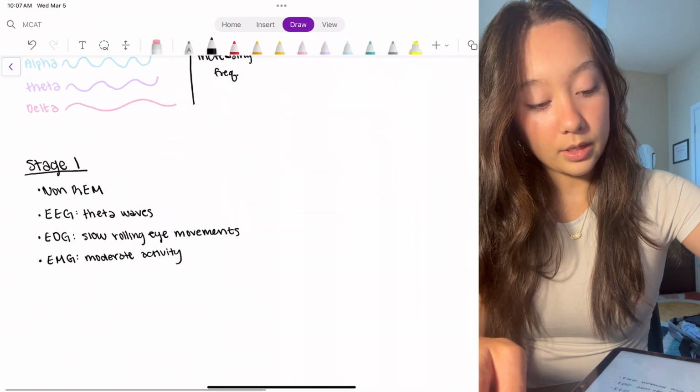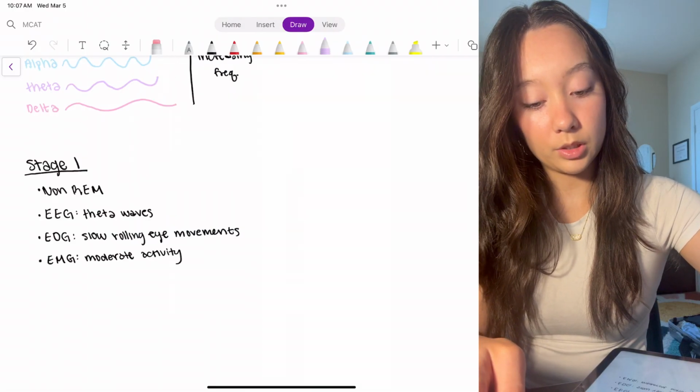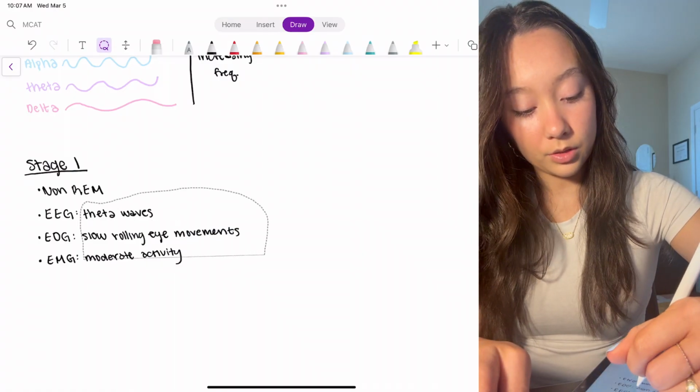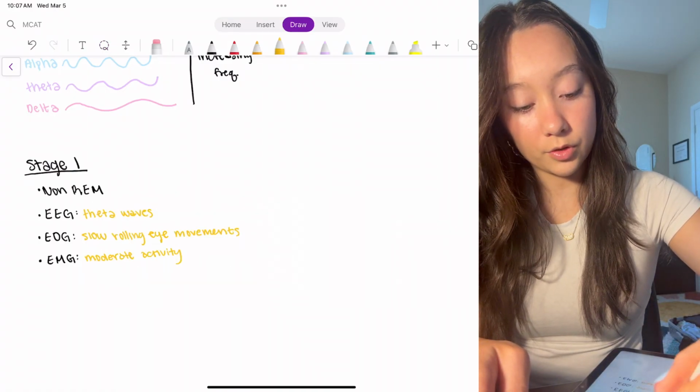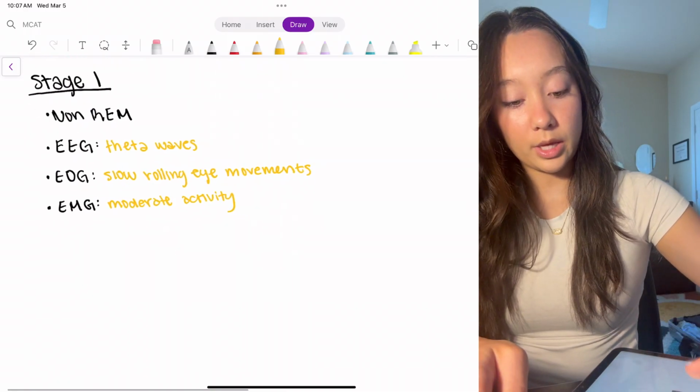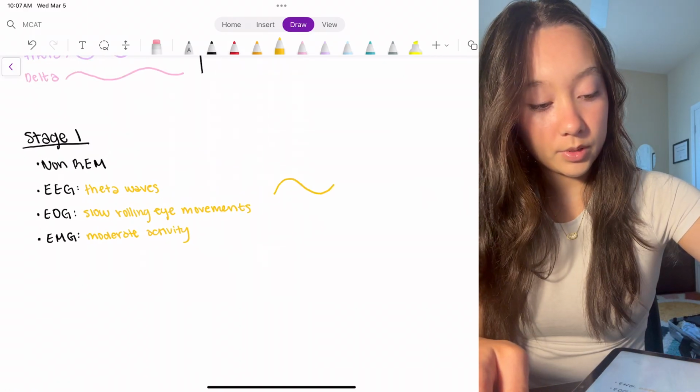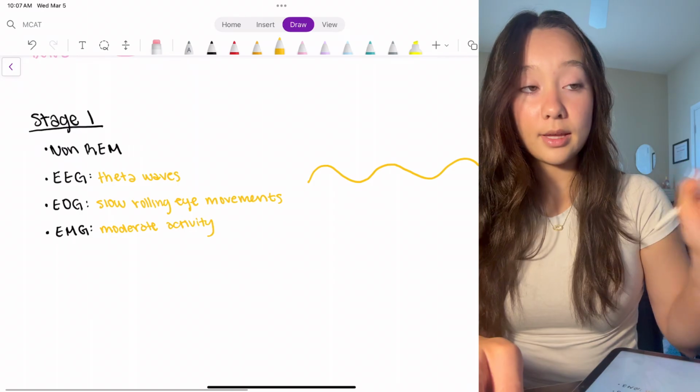You can go ahead and draw what these waves would look like. I'm going to make this all a different color just to make it easier for us to visualize. If we want to look at the waves, they're going to be those theta waves. So they're going to look like this. So that is stage 1.